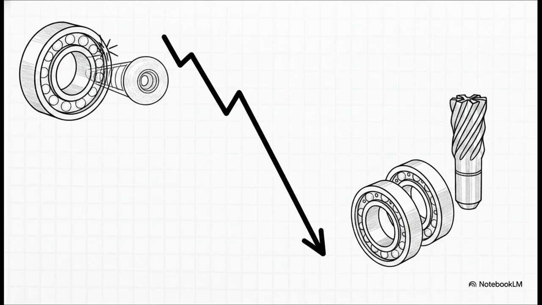Next up, we have the angular contact bearing. These use offset raceways, usually 15, 25, or 40 degrees, to handle combined radial and axial loads. But because of their geometry, they generate a reaction force. That means they absolutely must be mounted in pairs, back-to-back or face-to-face. That's standard practice in precision stuff like CNC spindles.